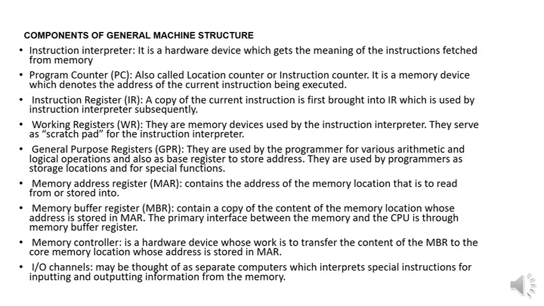So the primary interface between the memory and the CPU is through this memory buffer register. It is from this that the processor will fetch. The central processing unit will fetch from memory buffer register, and RAM also will fetch from memory buffer register. So it is an interface between the CPU and your main memory, which is your RAM.